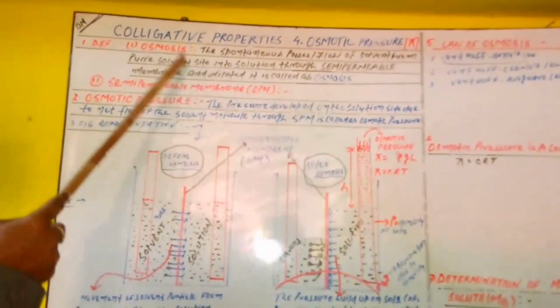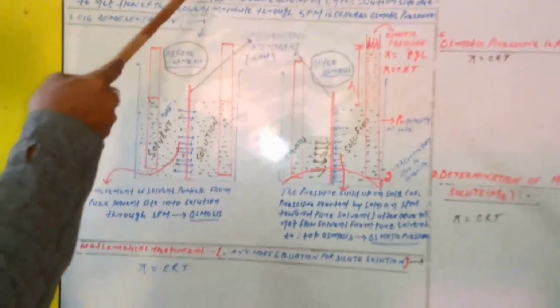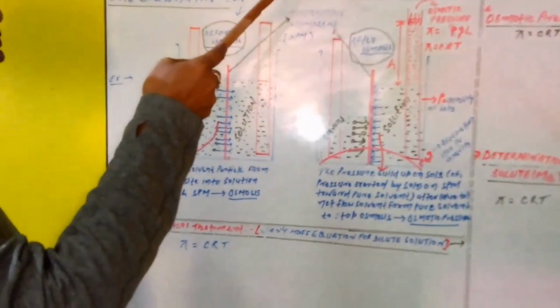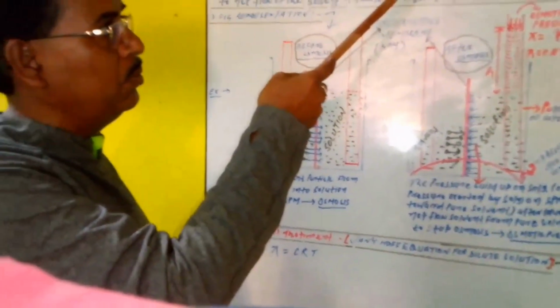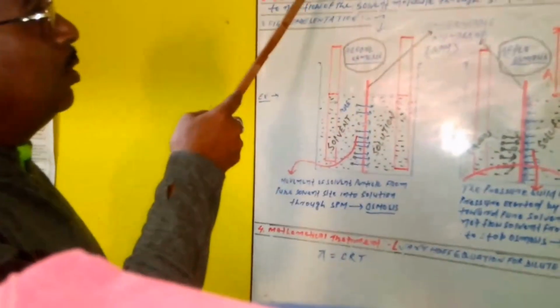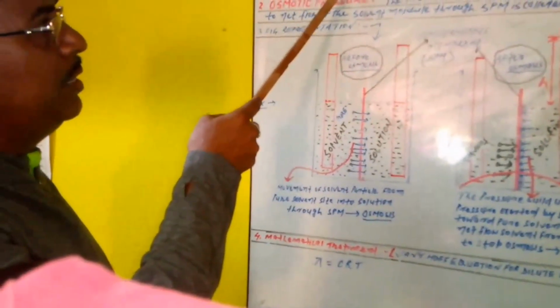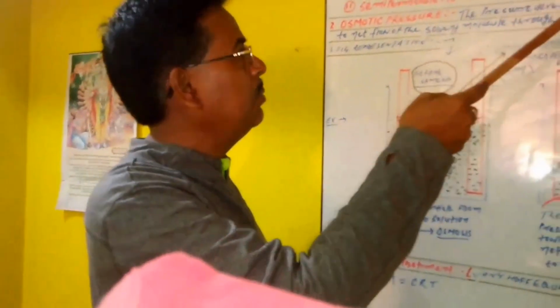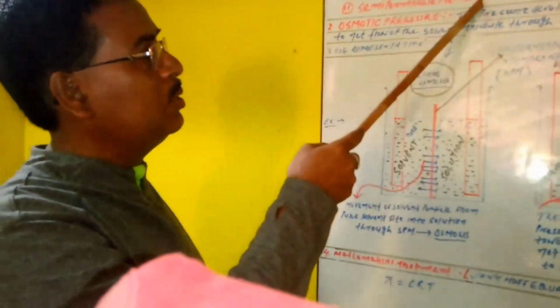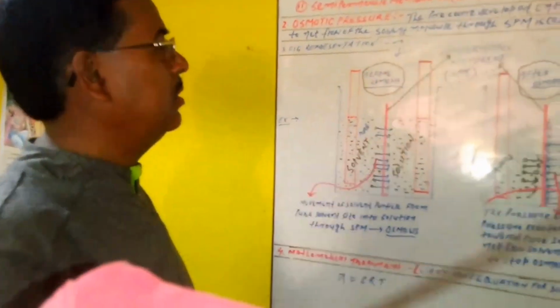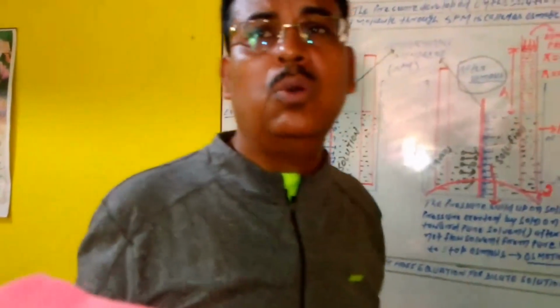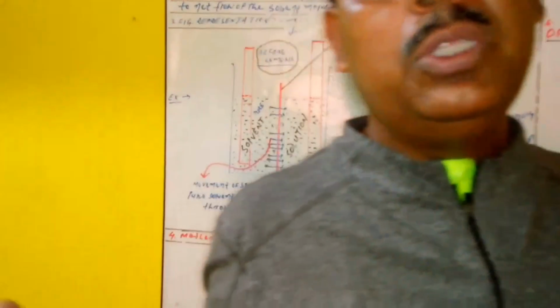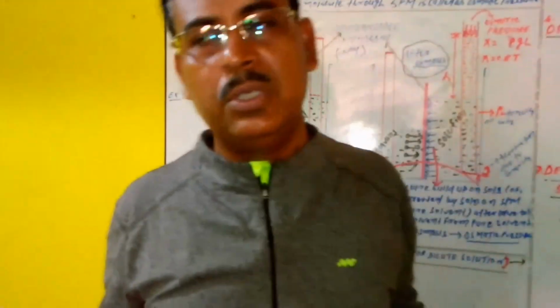Another way, this is also stated like this. The spontaneous movement, spontaneous passage, spontaneous flow of solvent from the lower concentrated solution side into the higher concentrated solution side through a semi-permeable membrane, which tends to dilute the higher concentrated solution, is also called osmosis. So this is the concept of osmosis.